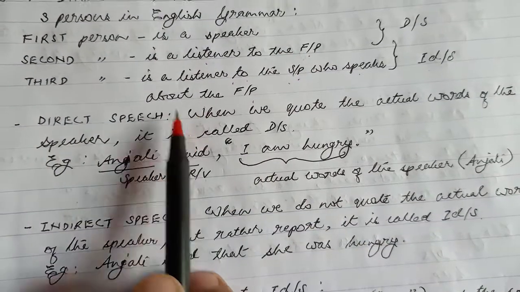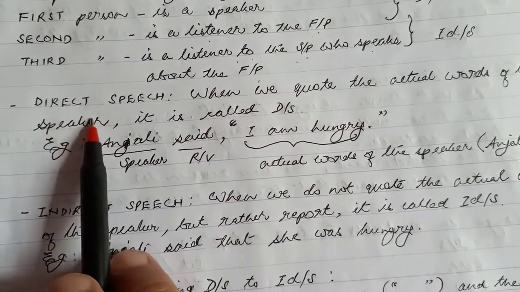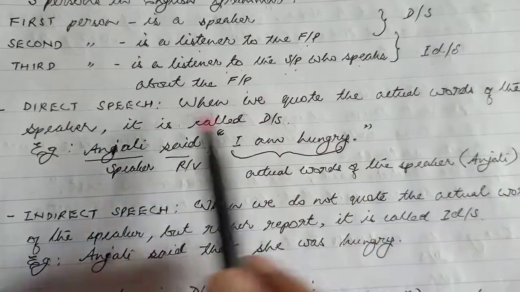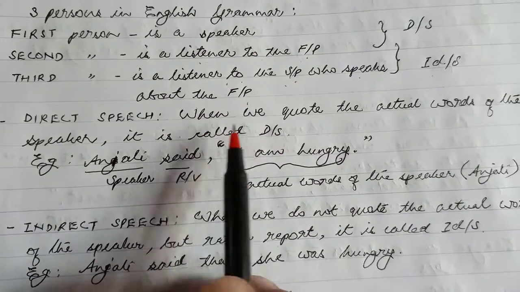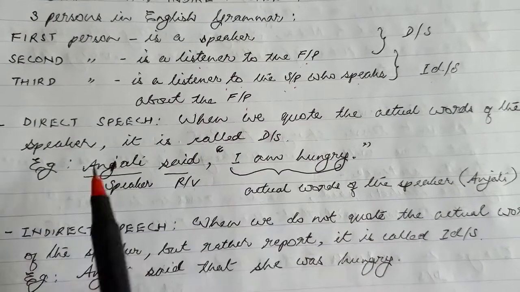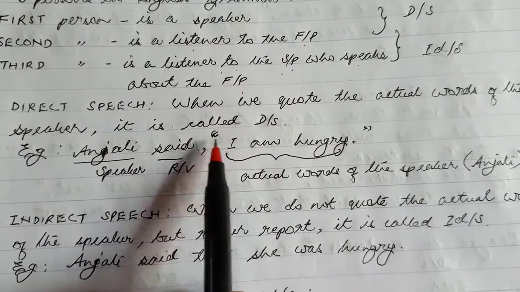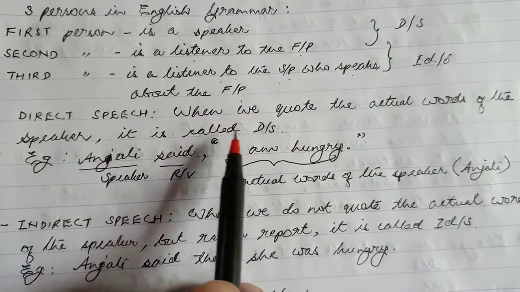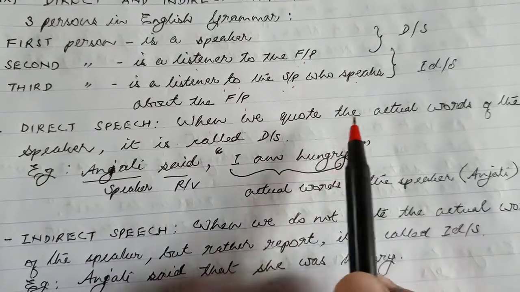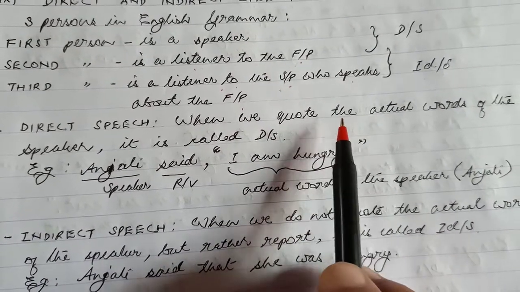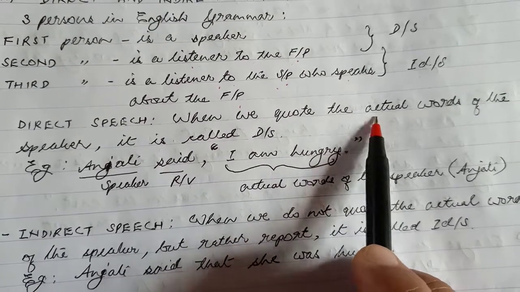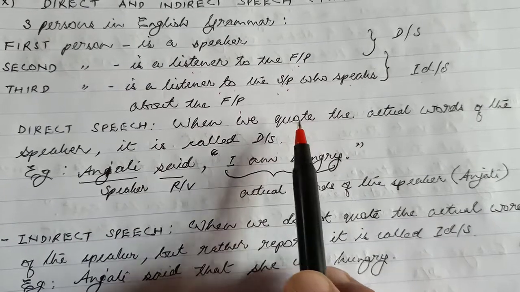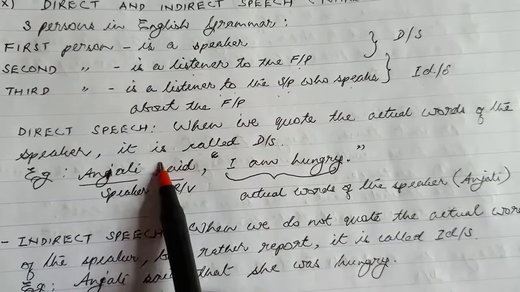Now we come to know what is direct speech. Right, so let's now try to understand what is direct speech. When we quote the actual words of the speaker, it is called direct speech. Now, what is quote? Quote means to write within quotation, inverted commas. It's called quotation, right? So, when we quote the actual words of the speaker, it is called direct speech. Actual words means whatever the speaker has said, whatever the speaker has spoken, we write exactly the same, right? Under quotation, right? So, such sentence is called direct speech.